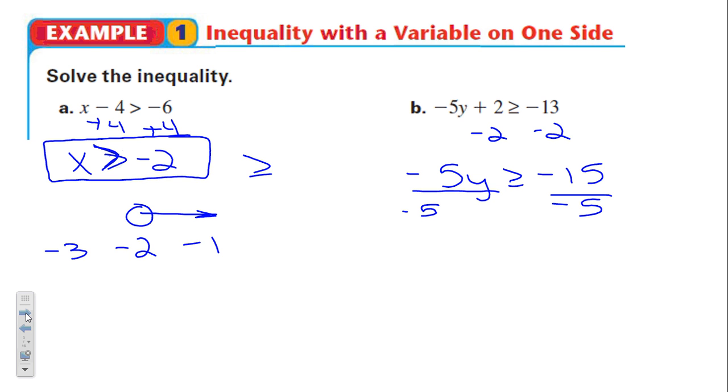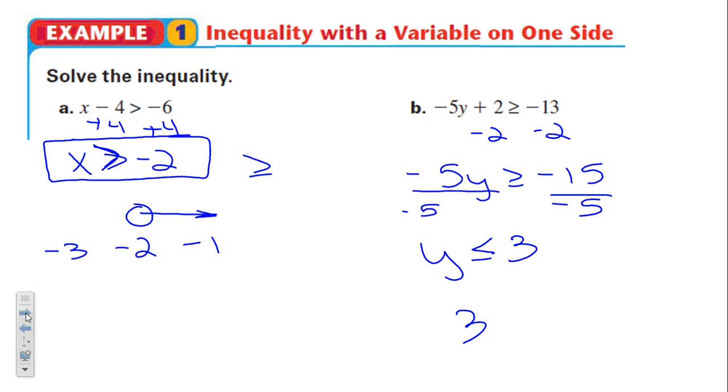But when you divide by a negative, well, first off, -5 divided by -5, that's a positive y. When you divide by a negative, the inequality flips around. It goes like this. That's only if you multiply or divide by a negative. Other than that, everything else stays the same. All right, -15 divided by -5 is +3.